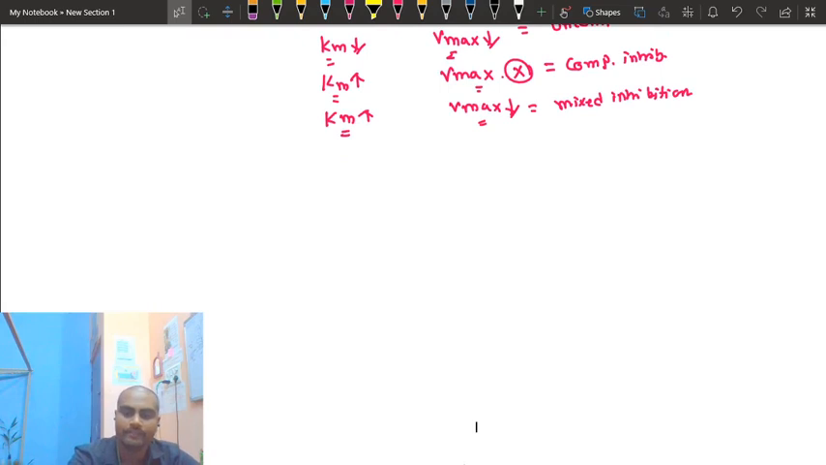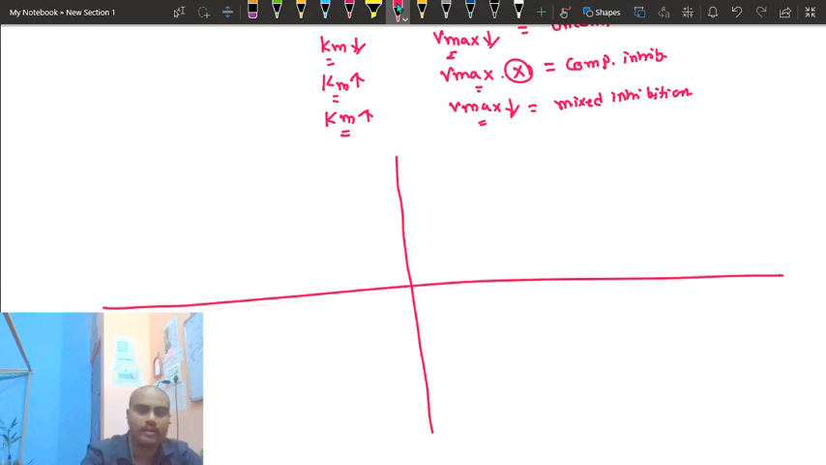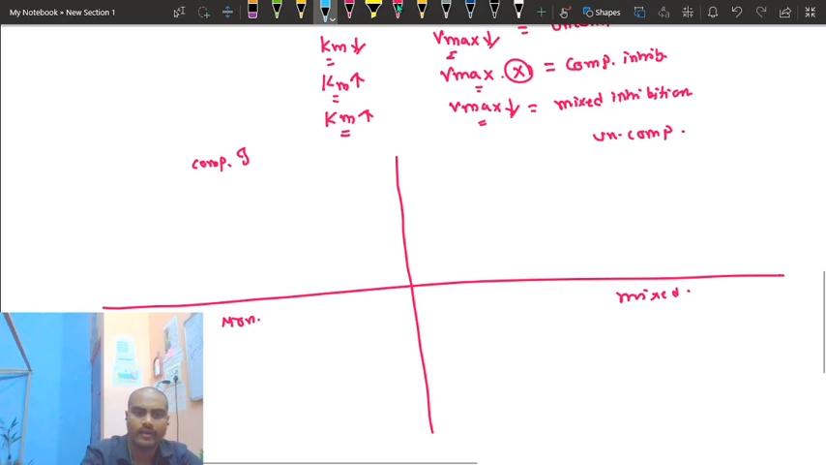Now I will try to draw here the graphical representation of the four inhibition mechanisms: competitive, uncompetitive, non-competitive, and mixed inhibition. So let's suppose this is the competitive inhibition, this is the uncompetitive inhibition, and this is the non-competitive inhibition. You can see that in case of competitive inhibition, let's suppose we draw a plot.